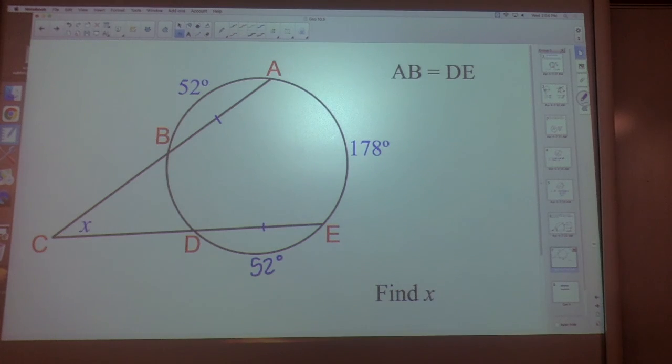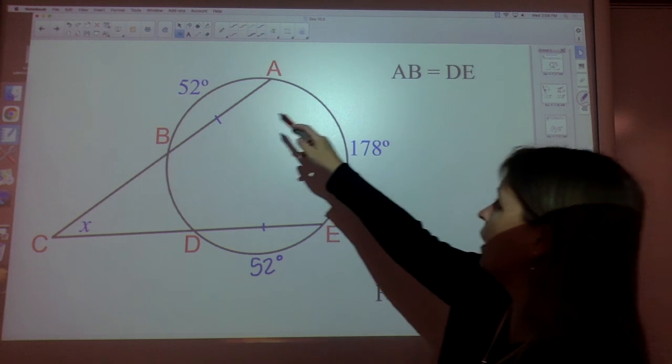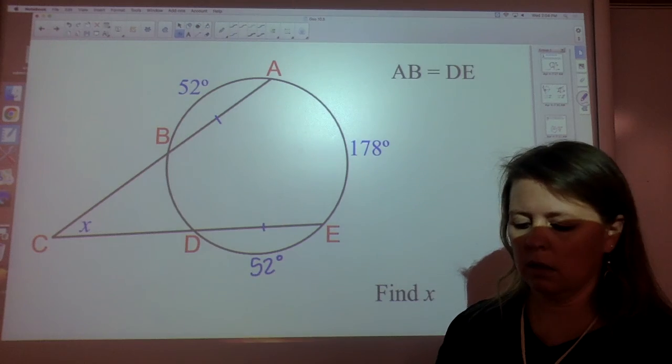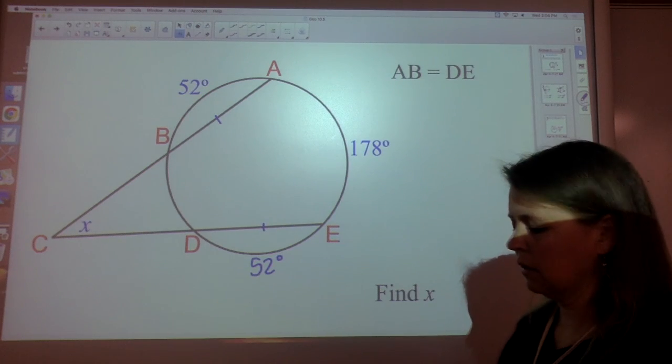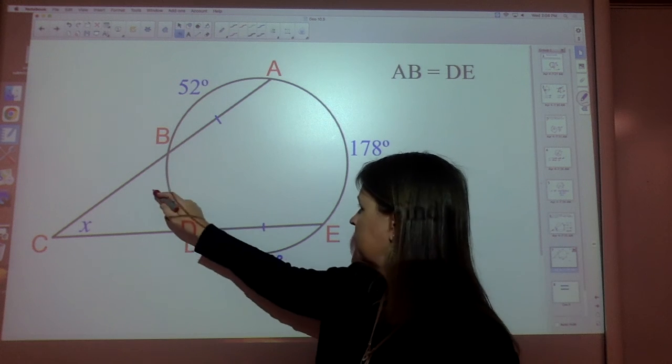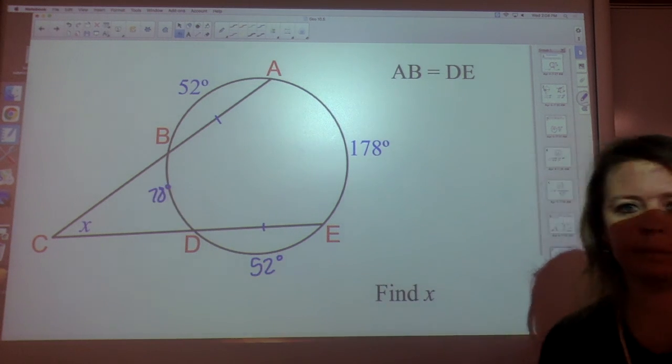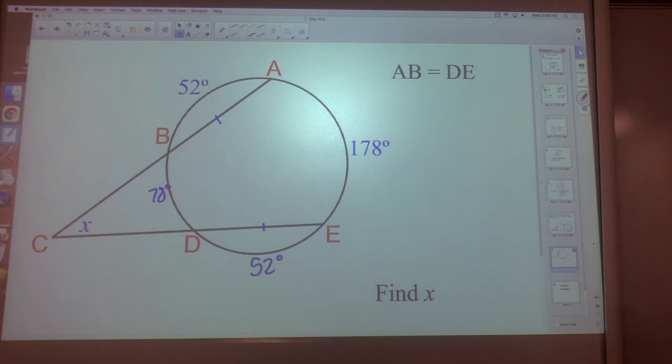We know that altogether there are 360 degrees in a circle. So if there's got to be 360 altogether, and you have to take away 52, 178, and 52 again, you're going to end up with 78 degrees left over for that little arc from B to D. Double check my math if you need to. Add them all up, it should be 360.